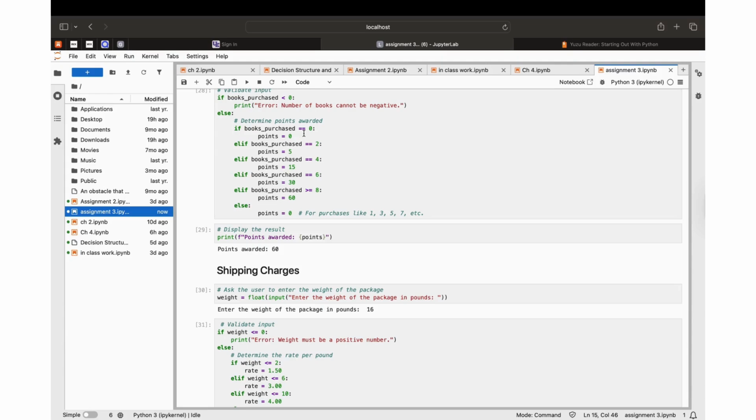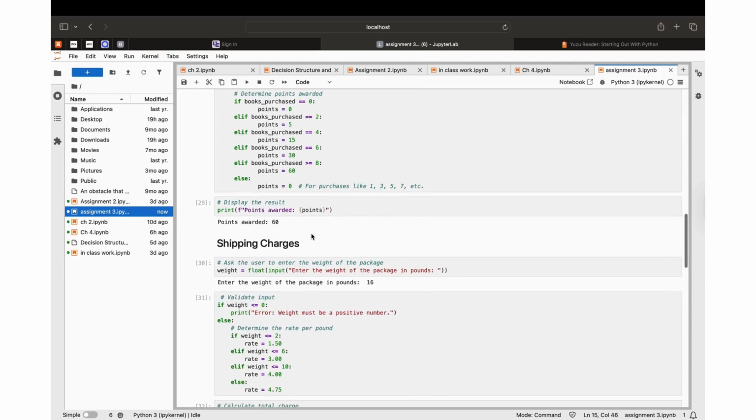So if it equals 0, then it's 0. If it equals 2, it's 5. If it equals 4, it's 15. If it equals 6, it's 30. And if it's greater than or equal to 8, it's 60. And then anything else, like the numbers 1, 3, 5, 7, it's 0. And then display the results: 60 for what I put.